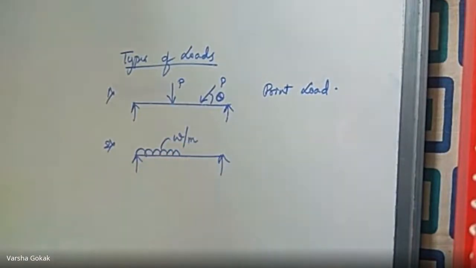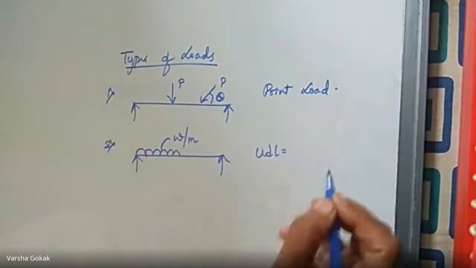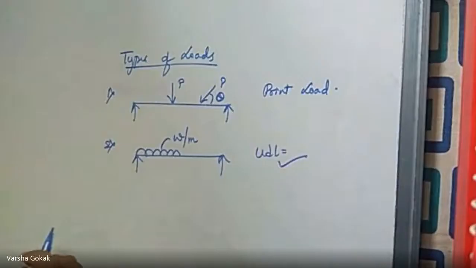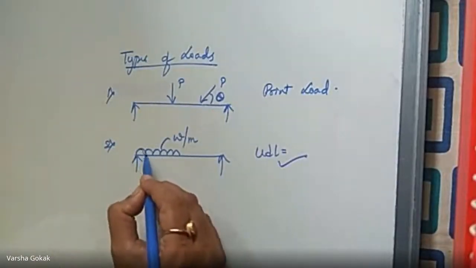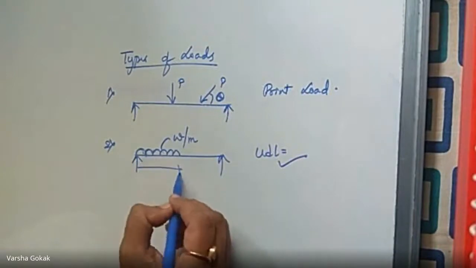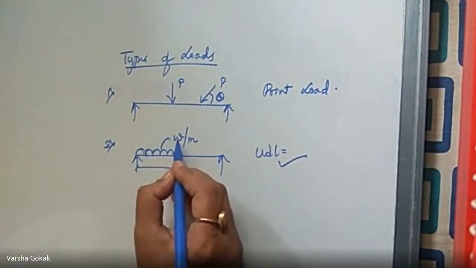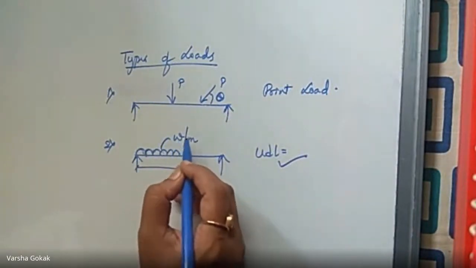What type of load is this? UDL. What is the full form of UDL? Uniformly distributed load. Yes, uniformly distributed, meaning the load is uniformly distributed in this much region. That is why its unit is W per meter.